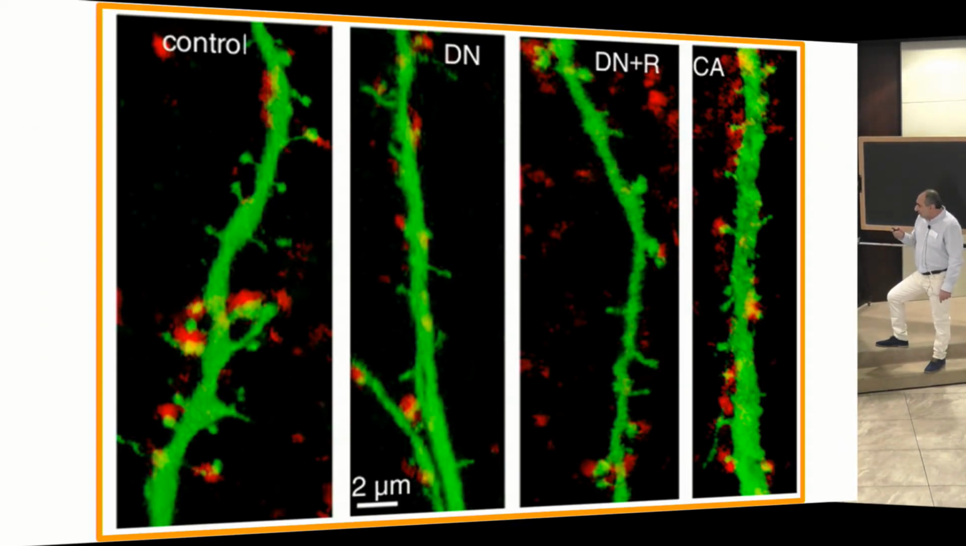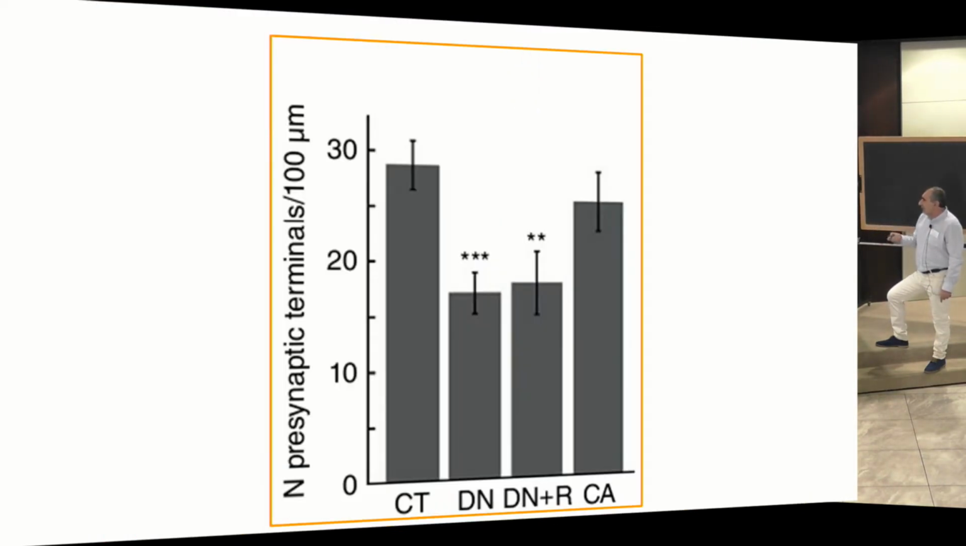Okay, and in terms of presynaptic terminals, again, there is much more here and here than in dominant negative. And this is a summary of the result.